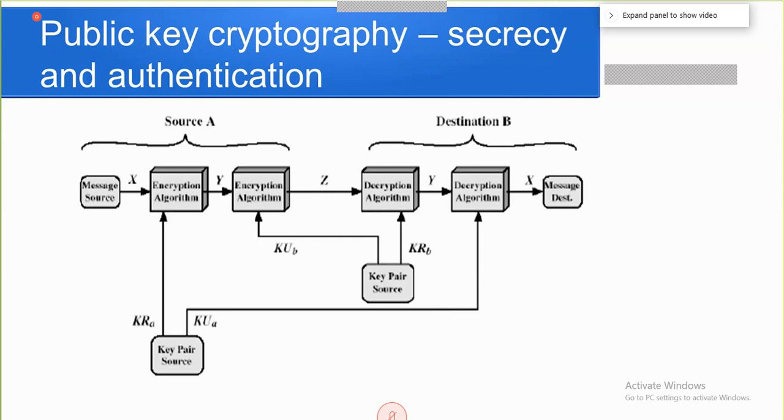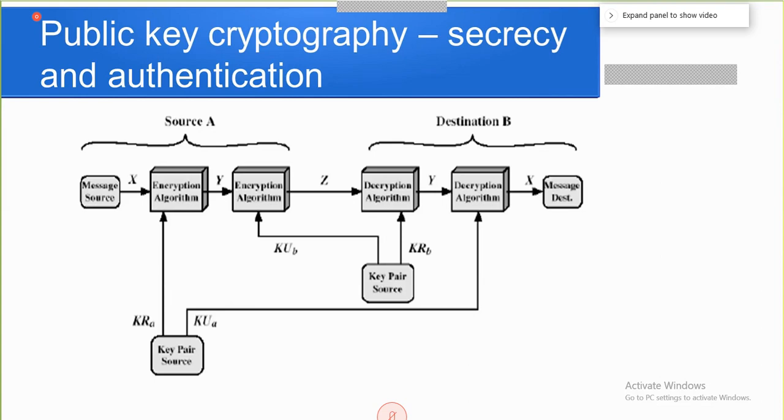Then Z, at the destination, the receiver B decrypts using her own private key, KRB. Now it becomes Y. And to whom is this Y now available? Only the receiver, that is Alice. So Alice now decrypts it using the public key of the sender, Bob. Using these 2 encryptions and 2 decryptions, it can provide both confidentiality and authentication.